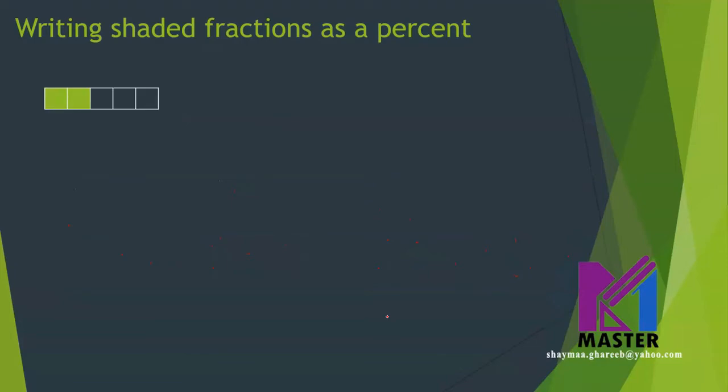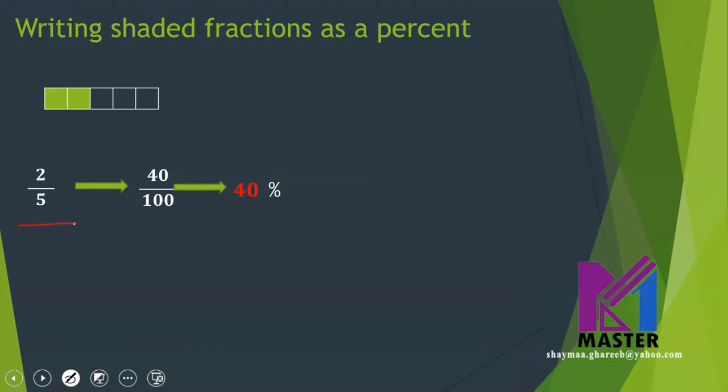Now let's write one more example. We have 2/5 and we want to change it into a percent. And we know that 1/5 equals 20%. Then 2/5 equals 40%. Or we can change it into a fraction over 100 by multiplying the 5 by 20 and the 2 by 20 as well. So it will give me 40 over 100, which is 40%.